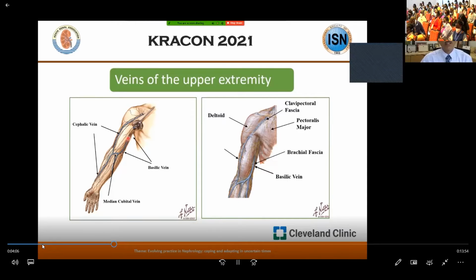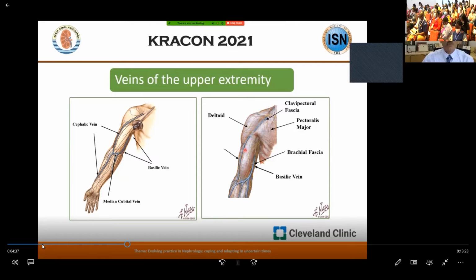It runs between the two heads of the biceps, enters into the fascia to become the axillary vein, whereas the cephalic vein on the outside becomes the cephalic vein on the upper arm that runs through the deltopectoral groove. And the importance of understanding this anatomy is these are the sites where we normally see the stenotic lesions and the pathology that leads to access dysfunction.